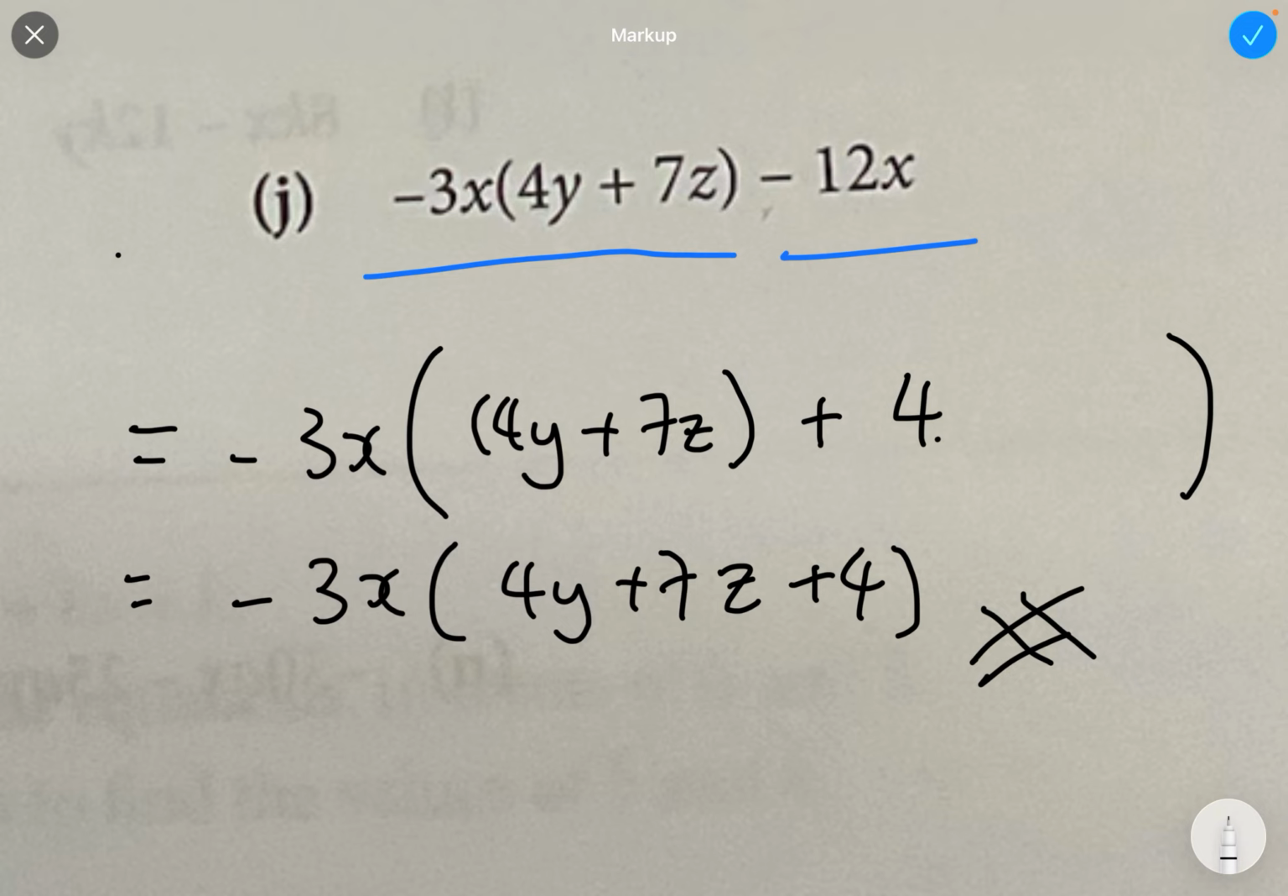Okay, for part J, take note, this one must be plus. Minus divided by minus, it will change to plus. When I do my expansion, plus 4 times minus 3x, it will become minus 12x. If I never change, I will not be able to get back the same minus 12x. So this one must change to plus.